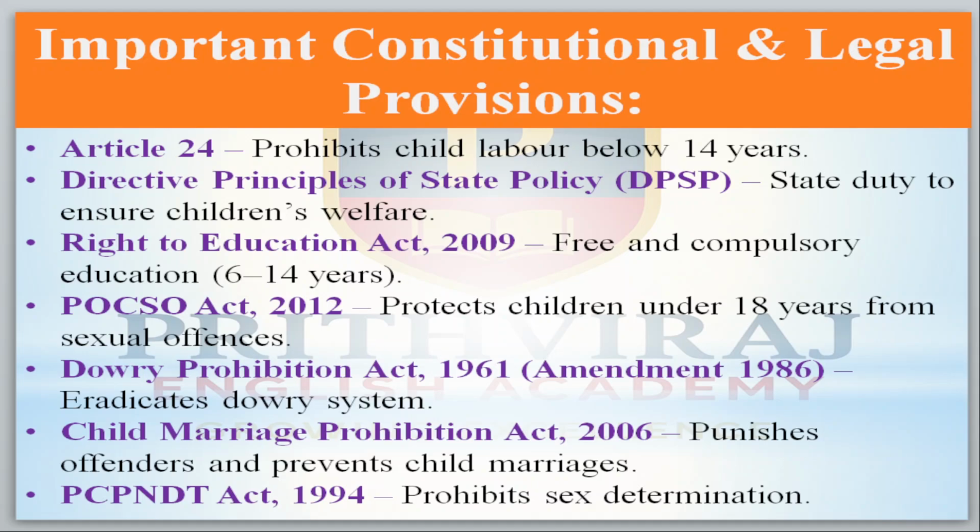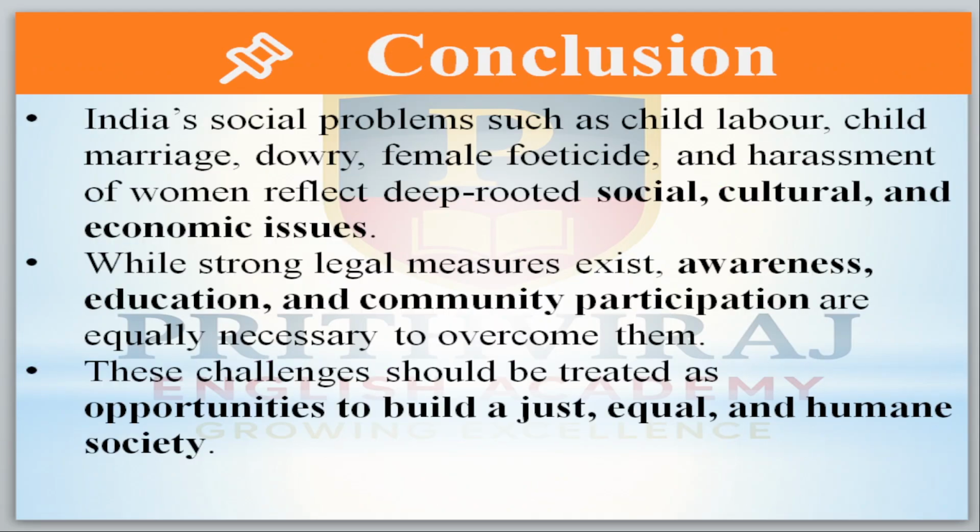Okay. PCPNDT Act 1994, about this we came to know under female feticide. What does it mean? The Pre-conception and Prenatal Diagnostic Techniques Act prohibits sex determination. Okay. These are a few measures we have taken, and we came to know a few of the problems as social problems in a society.